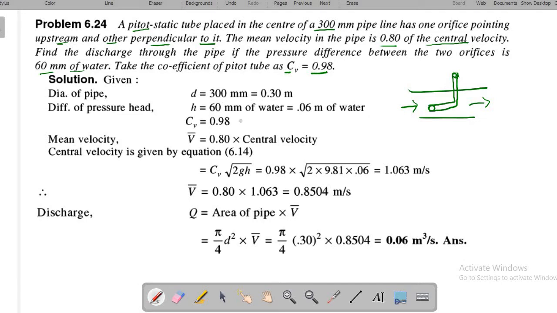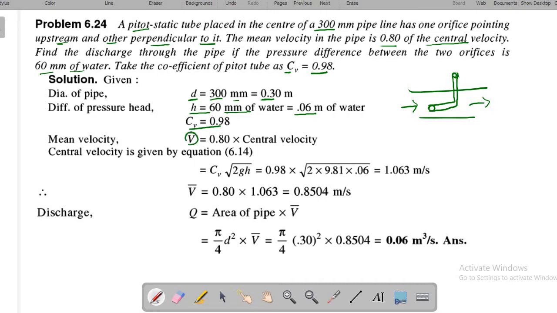Let us write the given data. The static pitot tube is placed in the center of the pipe. So the pipe diameter D is 300 mm, but I need to convert it into meters, so dividing by 1000, I get 0.3 meter. And the difference of pressure head is 60 mm of water. They have given it in mm, so I am converting it into meters: 60 divided by 1000, so I get 0.06 meter of water. Cv is 0.98.